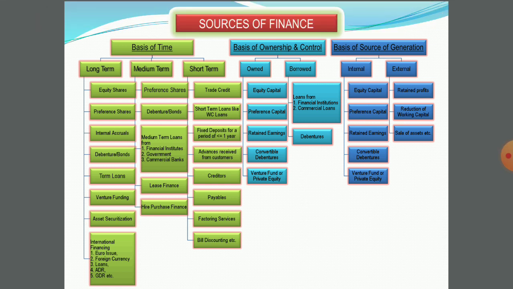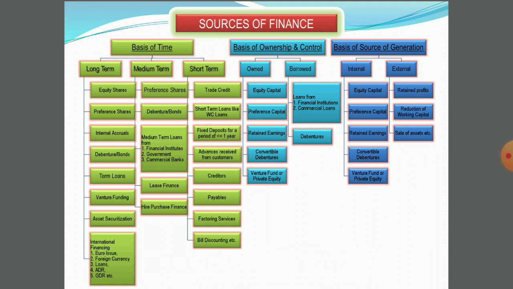The next classification depends upon the source of generation, that is, from where the money is generated. It is of two types: first internal and second external source. Internal source of finance means the money which is generated out of the business activity and which is again invested in the business. An external source of finance is the amount of finance that is raised from outsiders.